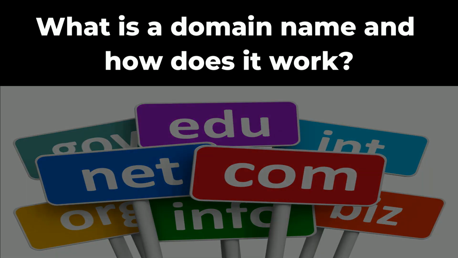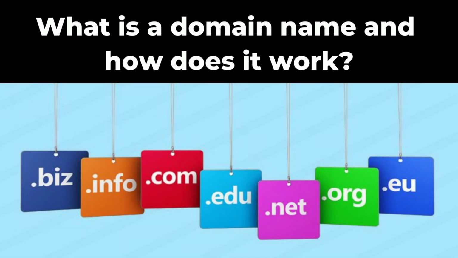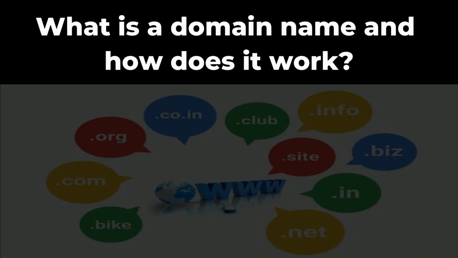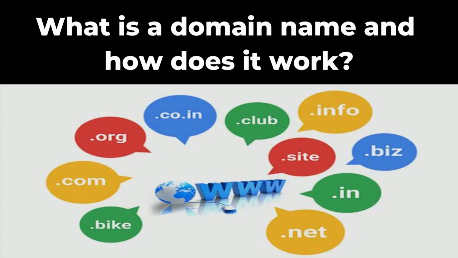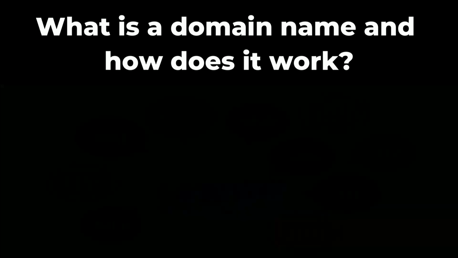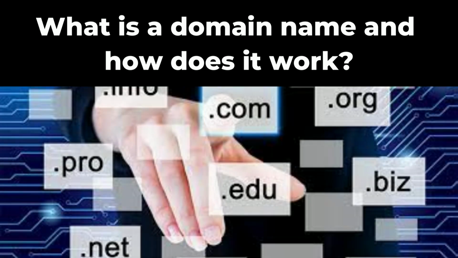When you type a domain name into your web browser, such as www.example.com, your browser sends a request to a domain name system (DNS) server, asking for the IP address associated with that domain name. The DNS server then looks up the IP address in its database and returns it to your browser. Once your browser obtains the IP address, it uses it to connect to the web server where the website is hosted. The web server then sends the website's files to your browser, which interprets the files and displays them as the website you see.